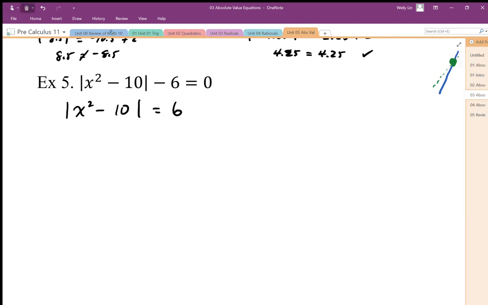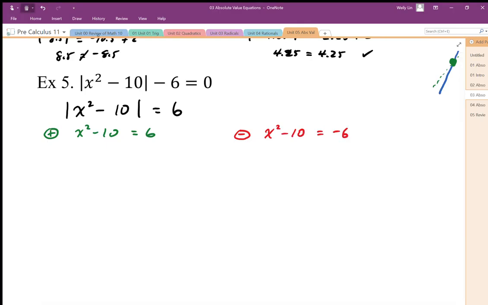So I still do the same process. I still have my positive version, and my positive version is going to be when the inside equals positive 6. And I also have to consider my negative version because I'm going backwards through that absolute value function. We have to go from positive to plus minus. So my inside, x squared minus 10, it's possible that could have been equal to negative 6. Okay, so there's my two possibilities.